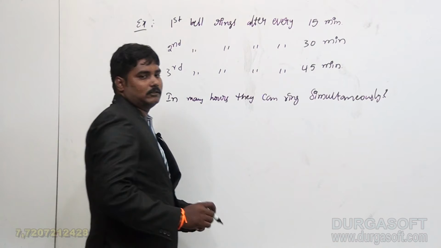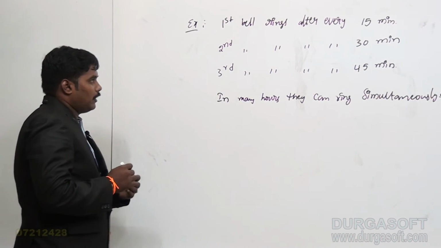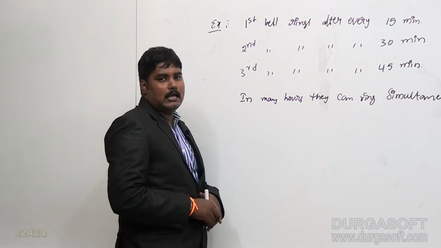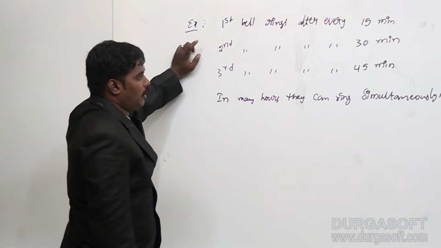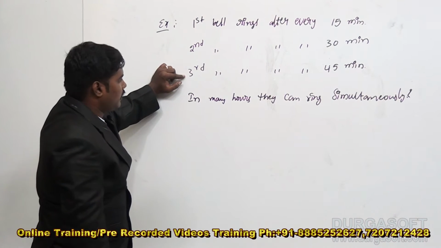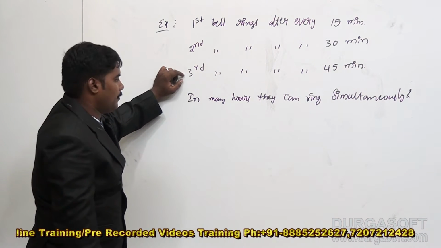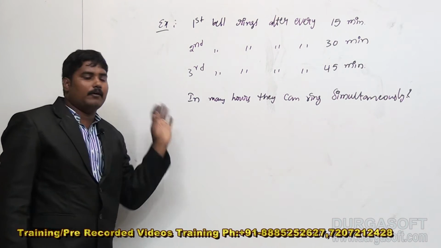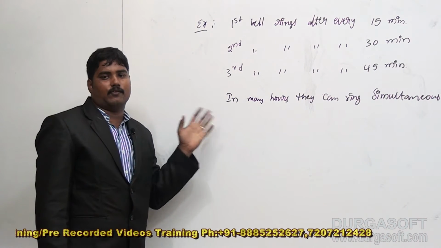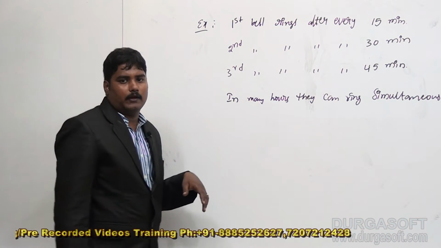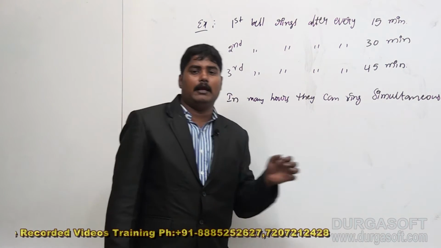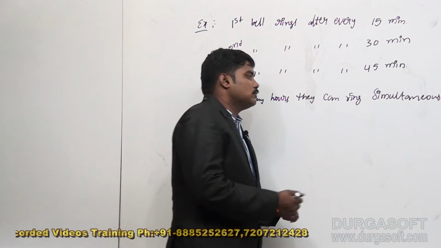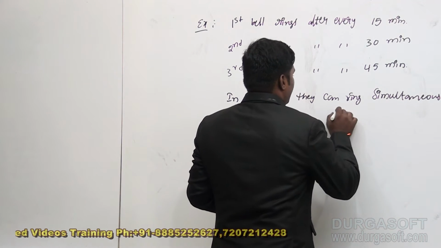This is the question format. The first bell rings after every 15 minutes, the second bell rings after every 30 minutes, and the third bell rings after every 45 minutes. When will they ring simultaneously for the first time? I am asking you, when will they ring simultaneously for the first time?